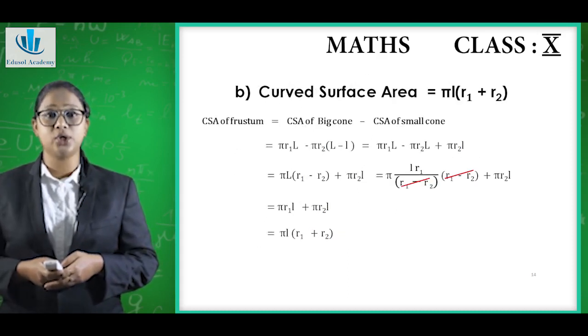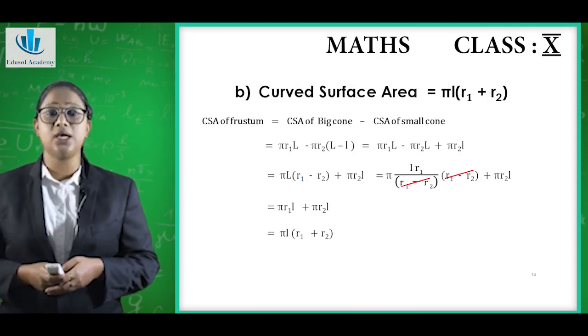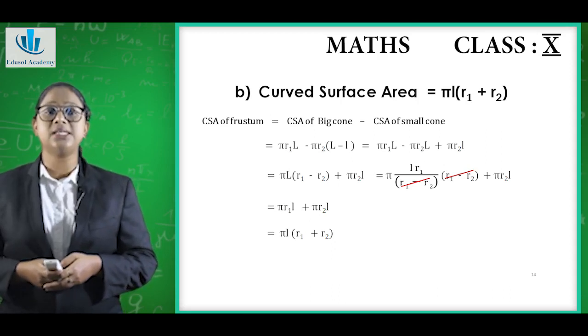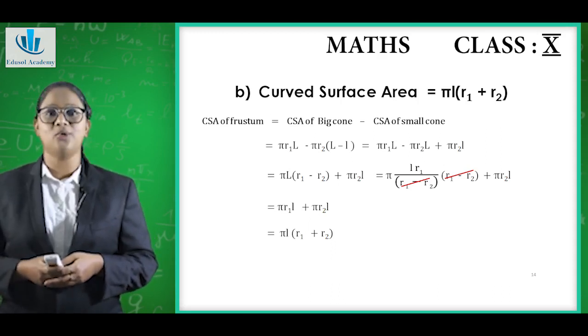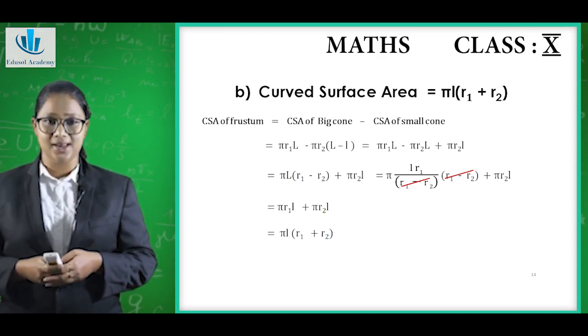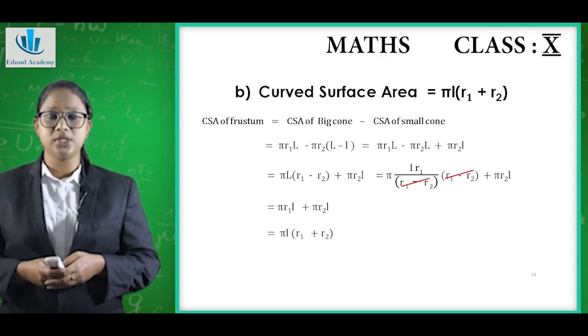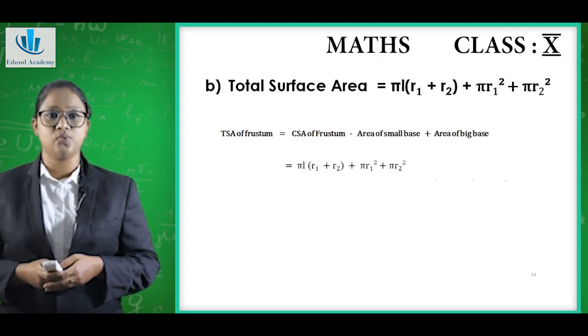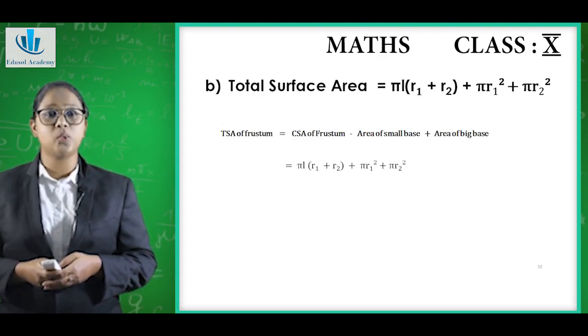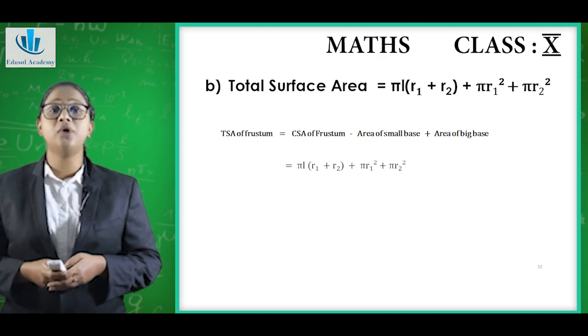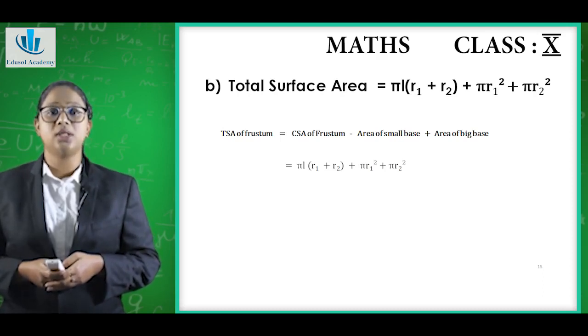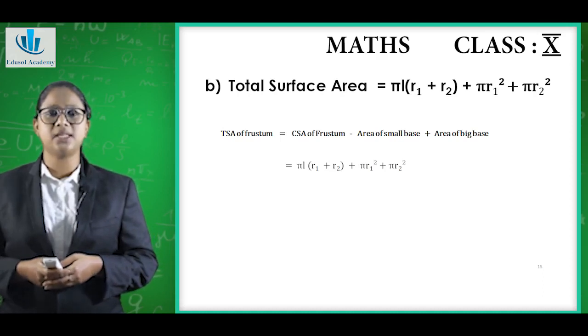Now we shall move to the derivation of curved surface area of a frustum. Again, curved surface area or CSA of a frustum can be given as CSA of the big cone minus CSA of the small cone. So, CSA of the big cone is pi into R1 into capital L minus pi into R2 into capital L minus small letter l. Upon simplifying, we will get pi L into R1 plus R2. Again, we have to apply R1 square minus R2 square is equal to R1 minus R2 into R1 plus R2, the identity.